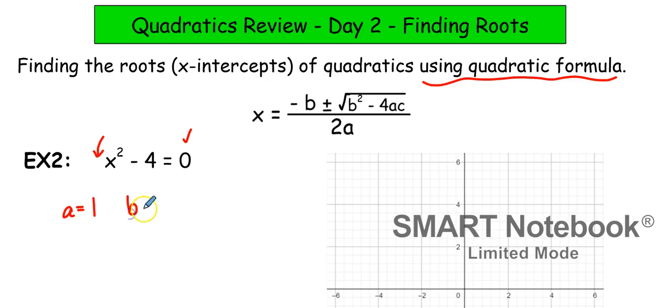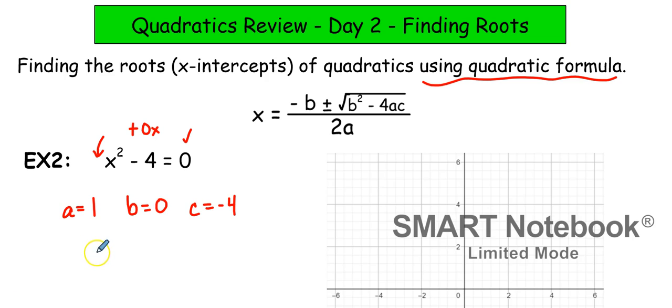B is the number in front of the x term. And you notice we don't have an x term. So technically this is plus 0x. That's in here. We usually don't write the plus 0. So b in this particular case is actually 0. And then c is the number that's by itself, the constant term, so that's negative 4. We've got our a, b, and c. Let's go plug it into the quadratic formula.